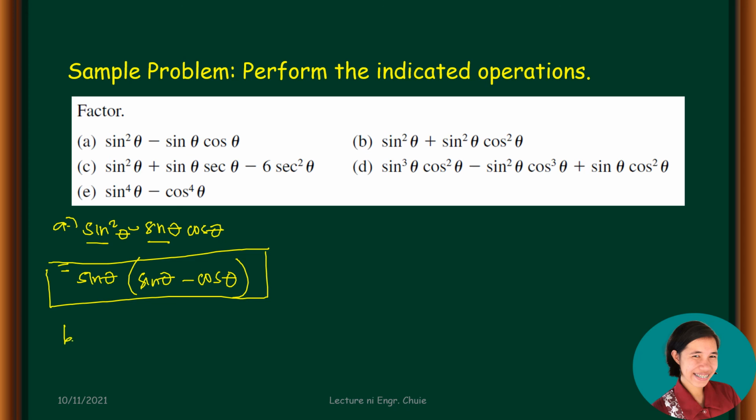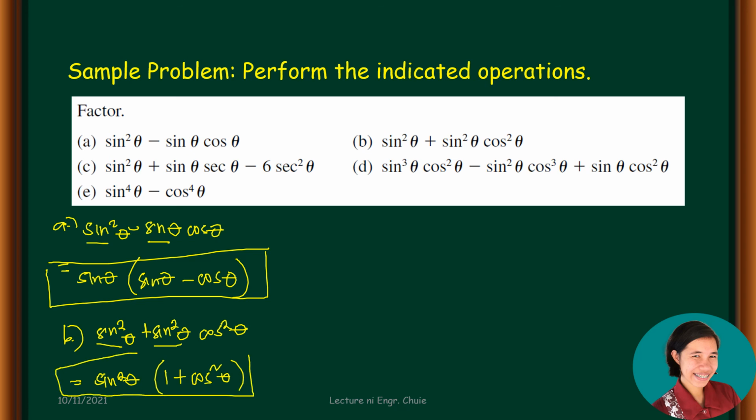Okay? For letter B, we have sine squared theta plus sine squared theta cosine squared theta. Since we have sine squared here and sine squared here, we can factor out sine squared directly. So this is equal to sine squared theta times 1 plus cosine squared theta. Okay? Straightforward. So, let's try letter C.